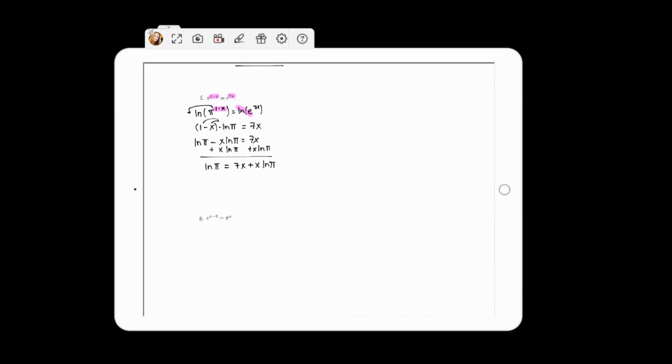So I need to factor off the x so that I can isolate it. So here I have x times 7 plus x times the log of pi. I factor. You can double check that if you multiply that x back in, you get what you started with.